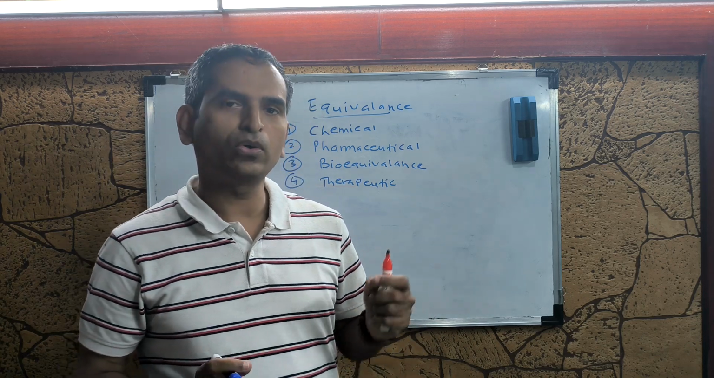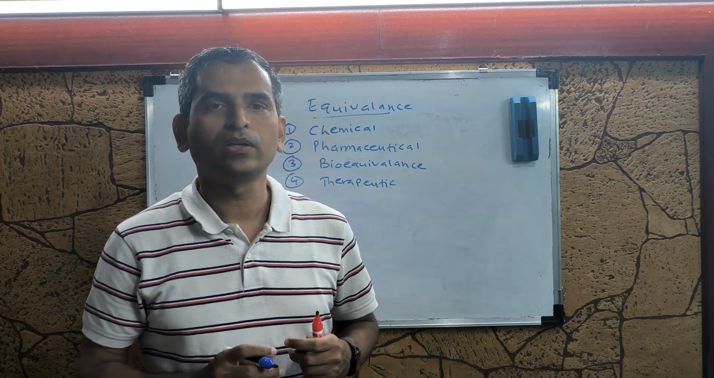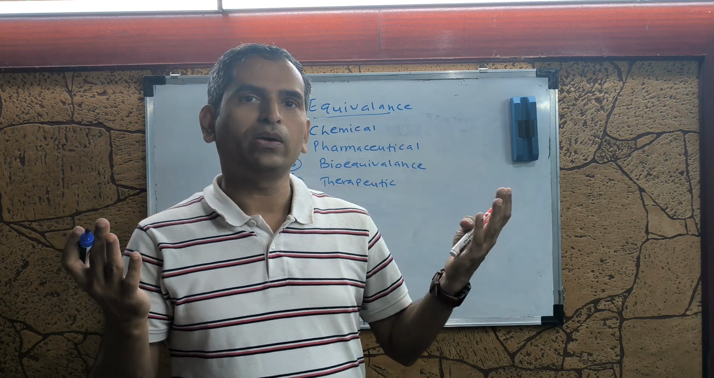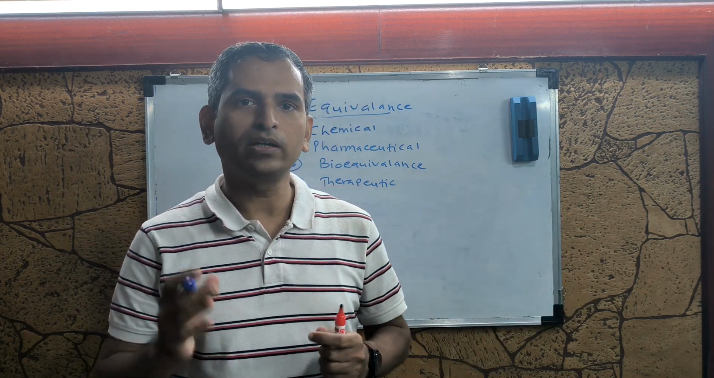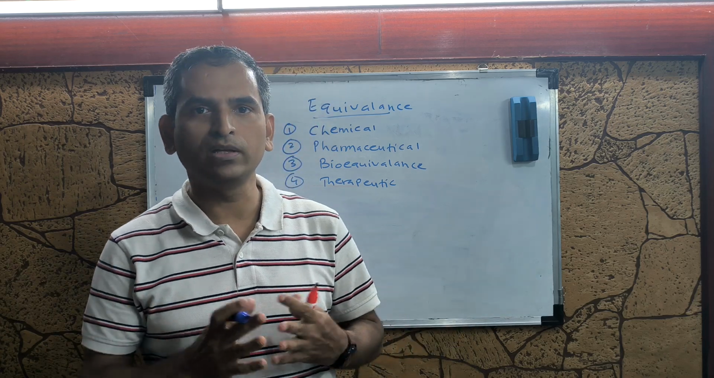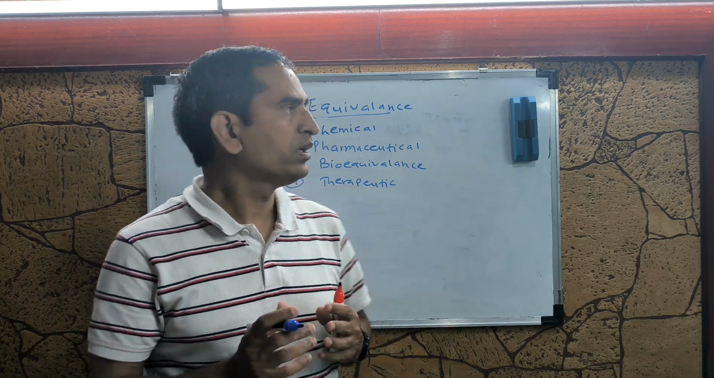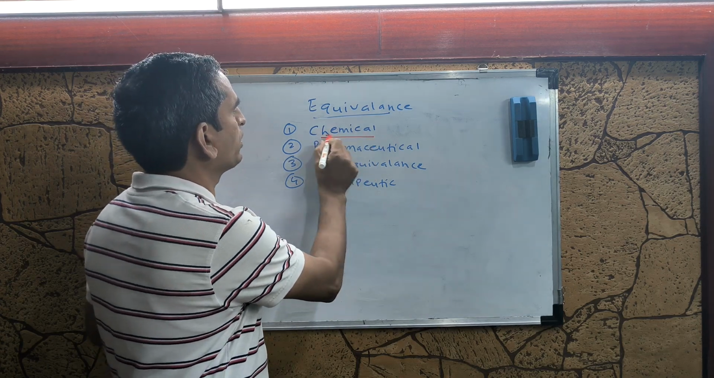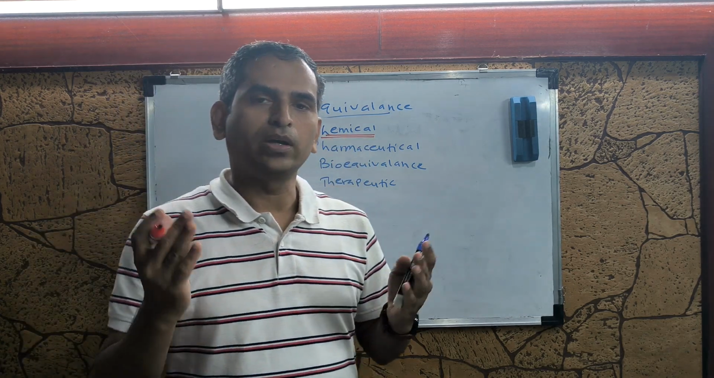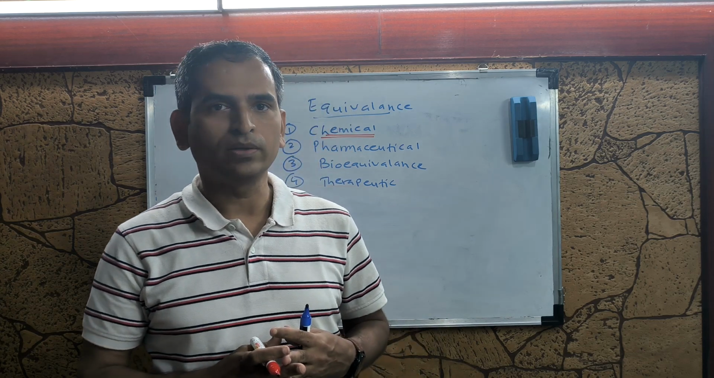So let us first talk about chemical equivalence. If you have drug A and drug B, if the active pharmaceutical ingredient in drug A and drug B is similar and their strength is also similar, then it's called a chemically equivalent medication. So A and B are chemically equivalent.